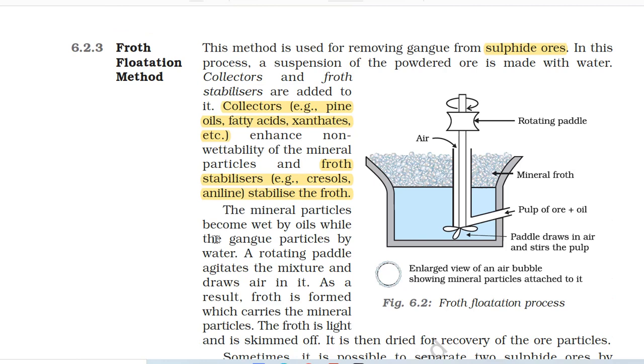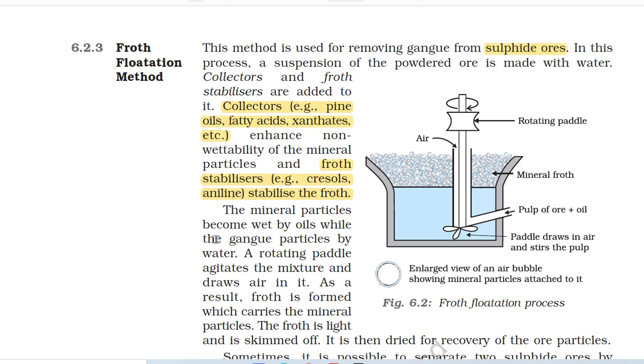6.2.3 Froth flotation method. This method is used for removing gangue from sulfide ores. In this process, a suspension of the powdered ore is made with water. Collectors and froth stabilizers are added to it. Collectors, for example pine oils, fatty acids, xanthates, etc. enhance non-wettability of the mineral particles, and froth stabilizers, for example creosotes, aniline, stabilize the froth.